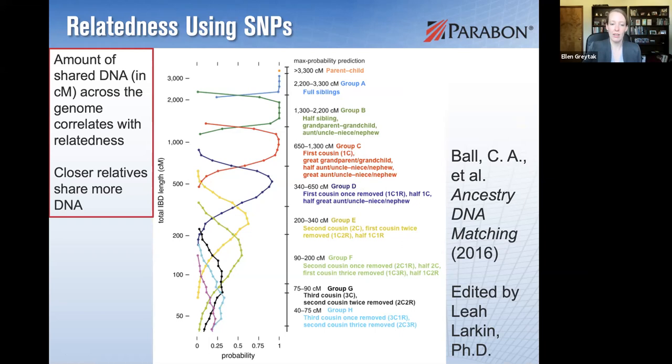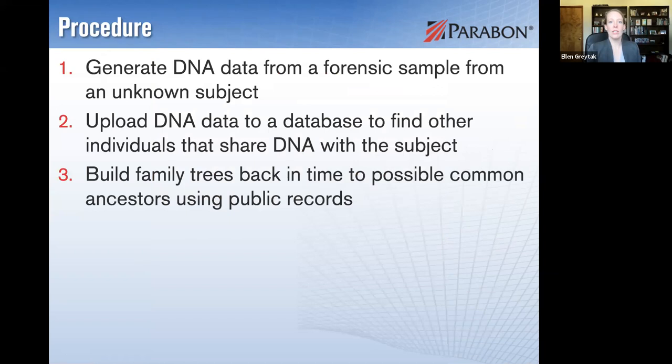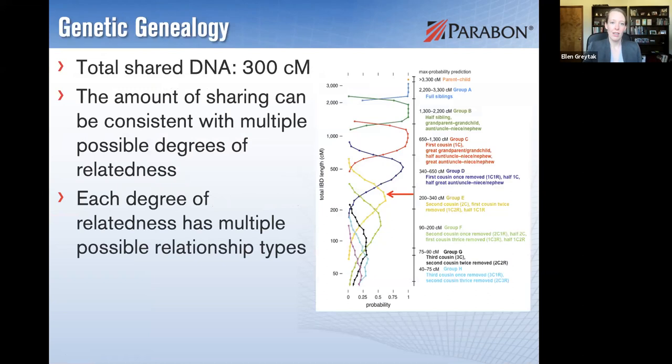So now we've done that, we've looked in the database and found these distant relatives to our unknown person. From there, really the DNA is just serving as a clue. All of the rest of the work is legwork with genealogy, building family trees. So let's say we found a match in GEDmatch who shared 300 centimorgans of DNA with our unknown person, which would be amazing. We hardly ever find ones that close.